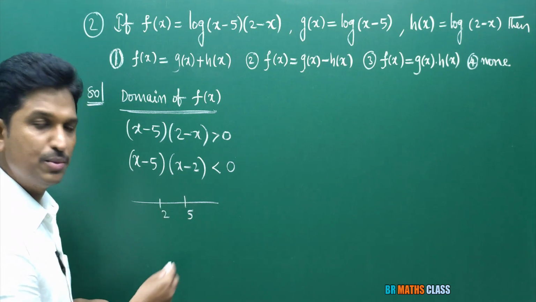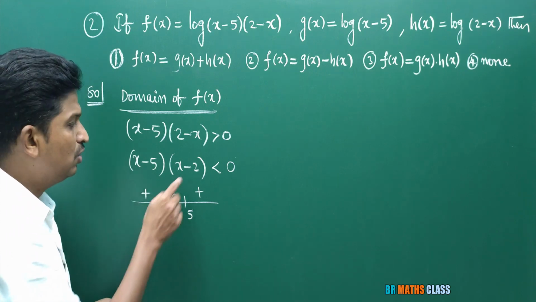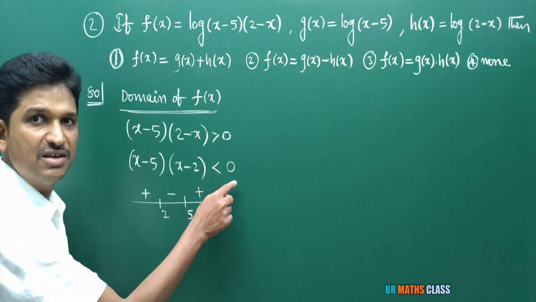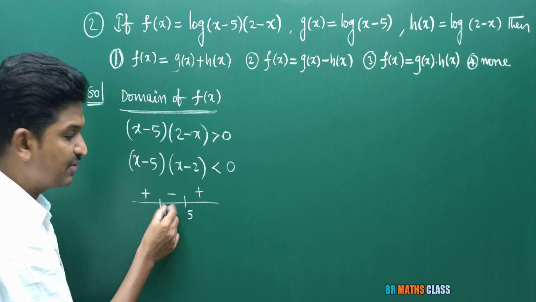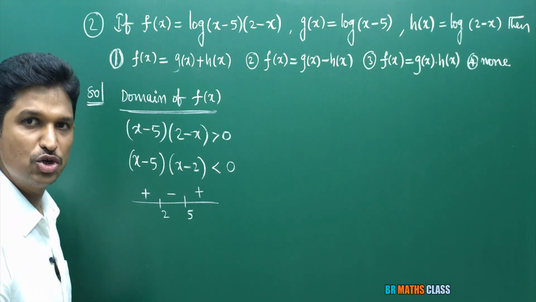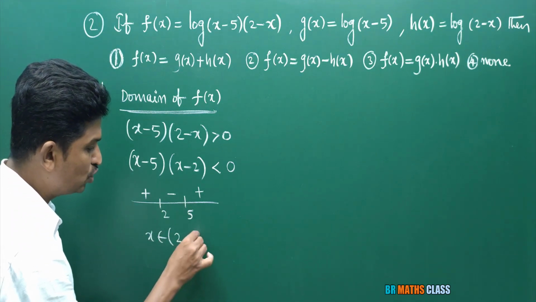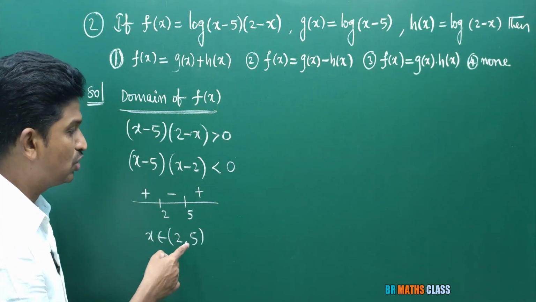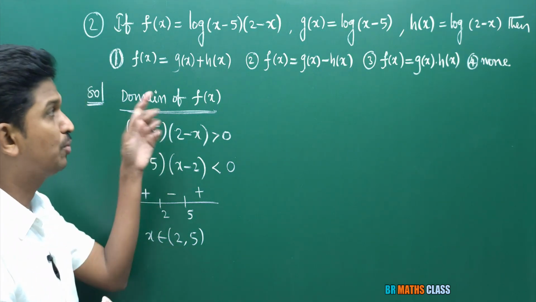Now, as per the wavy curve method, in the rightmost corner we'll keep plus and then we'll write alternate symbols. Now, I want x values for which this expression is less than 0. Less than 0 means negative, so I need to look for the negative sign. Whenever I take an x value in this open interval 2, 5, then this inequality is less than 0. That is what the wavy curve method says. Because it is strictly less than, whenever x is in the open interval 2, 5, this expression is less than 0. So, I got the domain of f of x.